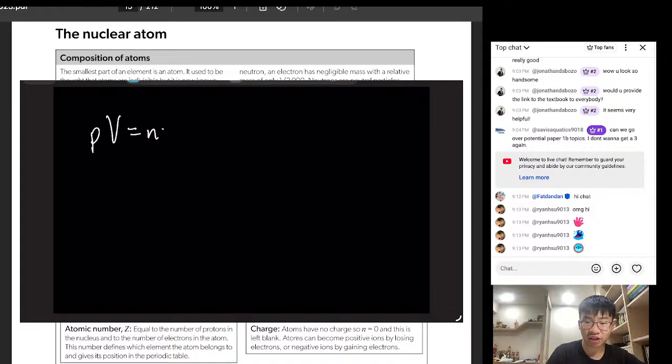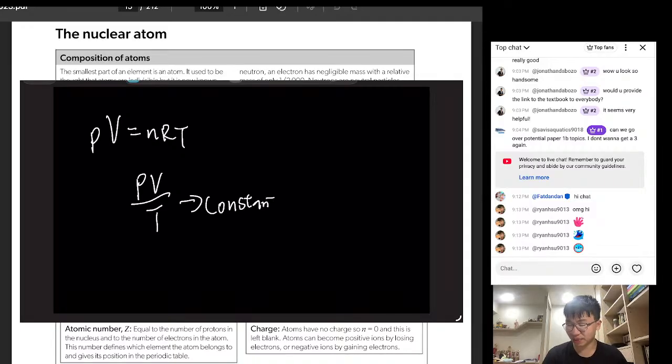PV equals nRT. I also have a textbook right here, but I think I'll just talk about it. So when you see PV equals nRT, just think of it like PV over T. This is going to be a constant for most situations, when the only thing that is changing is the moles, this is all going to turn into a constant, right?